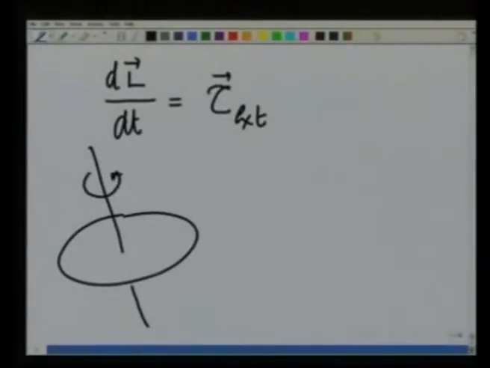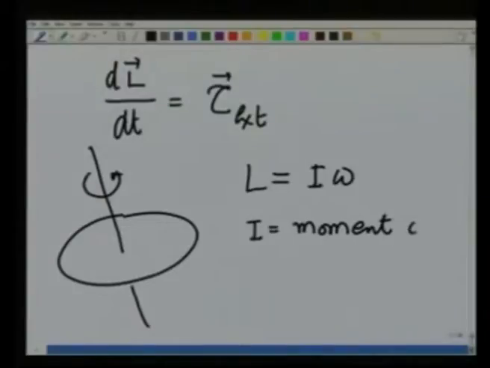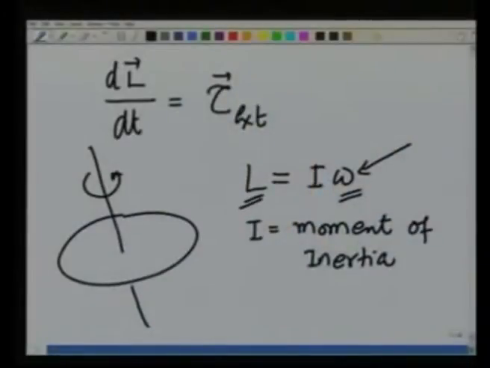In this case, the entire relationship became very simple, and we showed that L equals I omega, where I is the moment of inertia and omega is the angular speed. In the fixed axis rotation, where the axis was either fixed in space or it could move parallel to itself, all we could do in rotations was change the magnitude of omega and therefore change the magnitude of L.